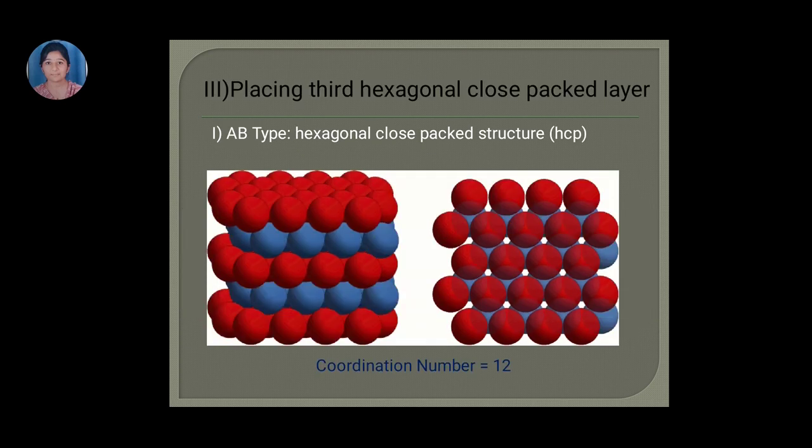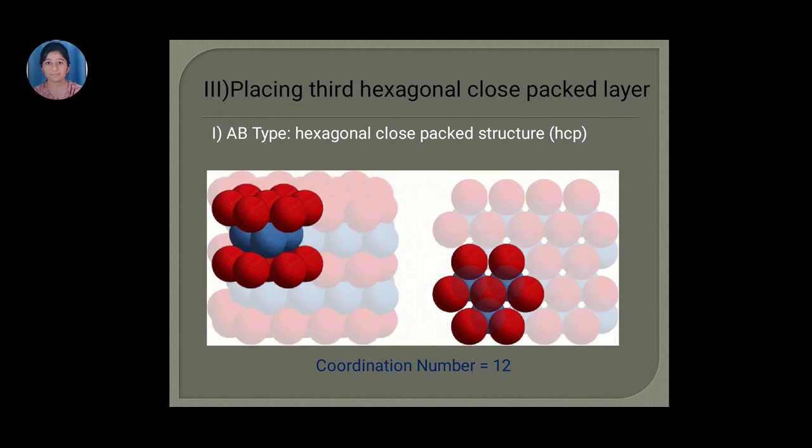Now let us move towards the third kind, that is placing the third hexagonal close packed layer. Here we are keeping now the third layer above it. So when we place the third hexagonal close packed layer above the second, of course hexagonal, this is all about the hexagonal close packed layer. Because of the hexagon, it gives various kinds of structure depending upon the arrangement.